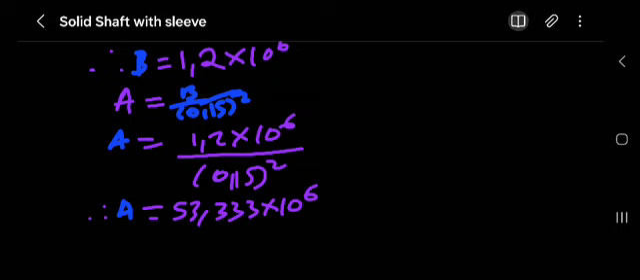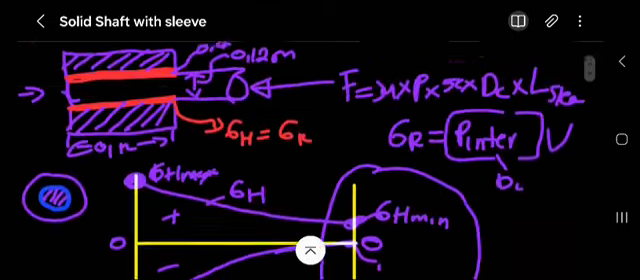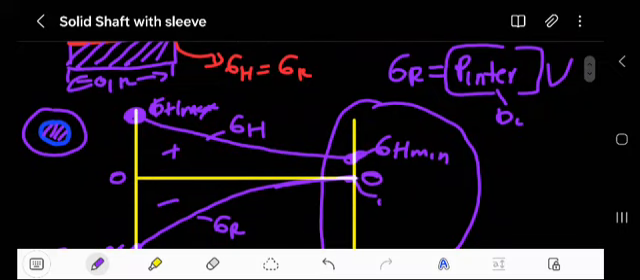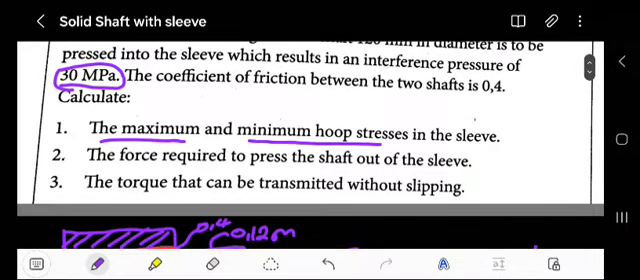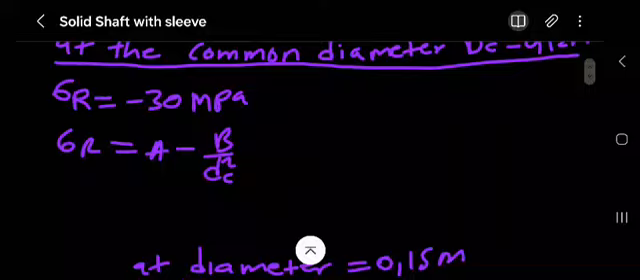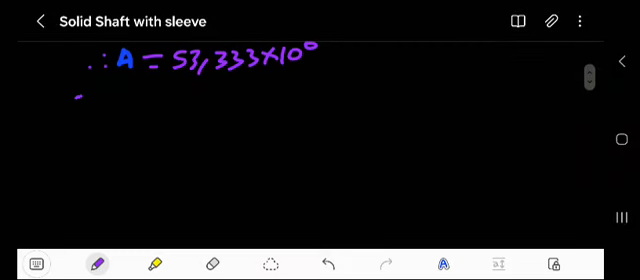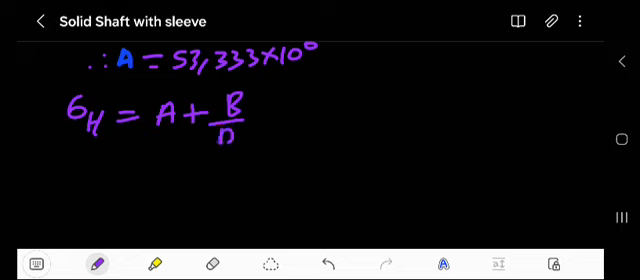The question says we should calculate the maximum and the minimum hook stresses in the sleeve. So it's simple. We know how we calculate the hook stress, it is given by this formula: A plus B over D squared. Do not make any mistake, it must be plus here. If you put negative, you'll be doomed.